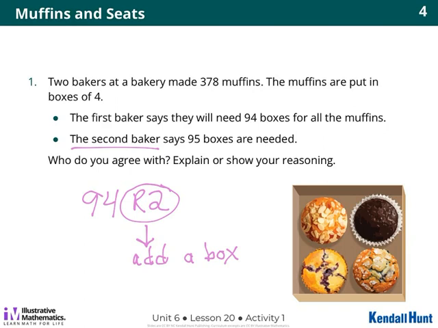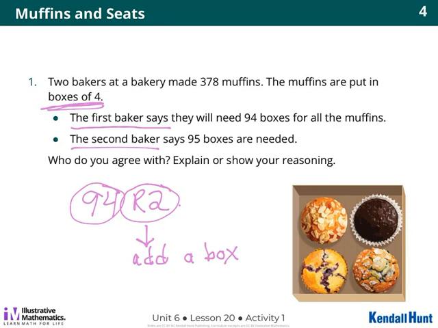Okay, Delaney, what do you think? I think it's the first baker because they're putting the muffins in boxes of 4, not 2. So then they would have space left if they did another box. So maybe it's the first baker because they have 94 boxes, but there's a remainder 2, and that's not a box of 4. So can you sell a box with only 2 muffins? No.